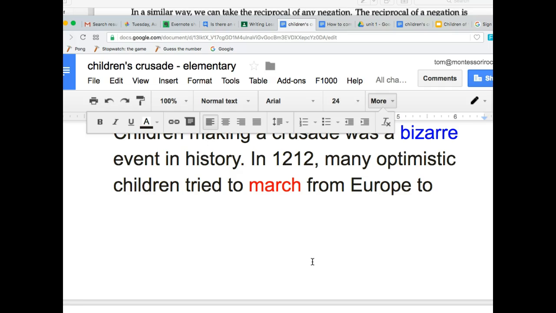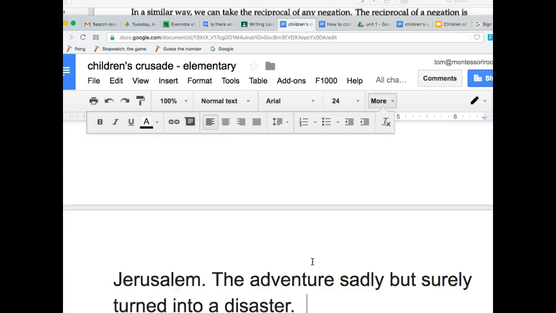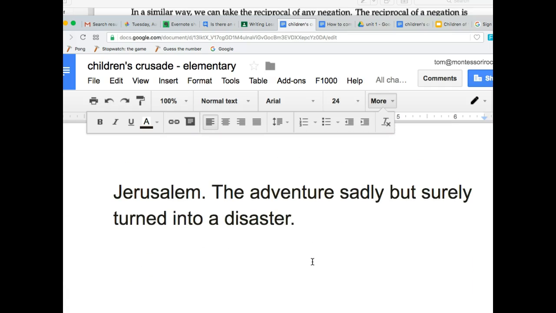Well, I've never heard that word before, but it is using it as an adverb. So you've invented a new adverb, strongly. Okay. Now you have that. What are you going to do with it? Take a picture of it and put it into Evernote. Yep. Put it in Evernote. Very good. Okay. Tried to march from sadly it turned into disaster.